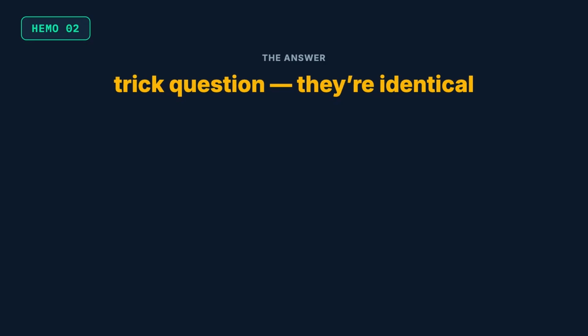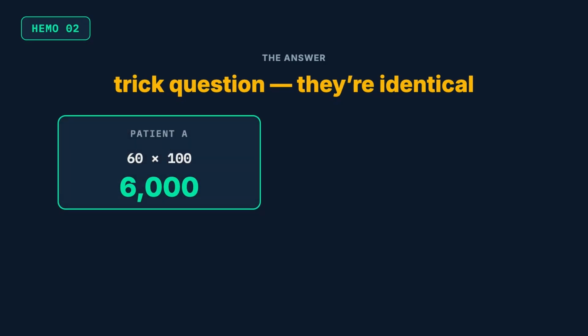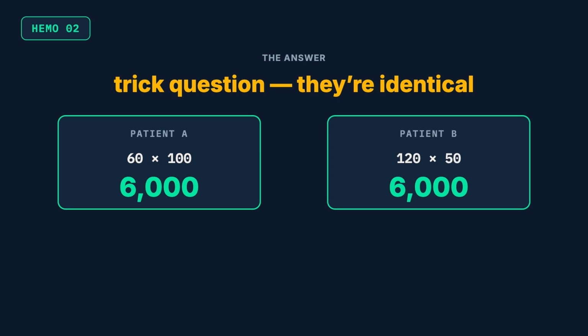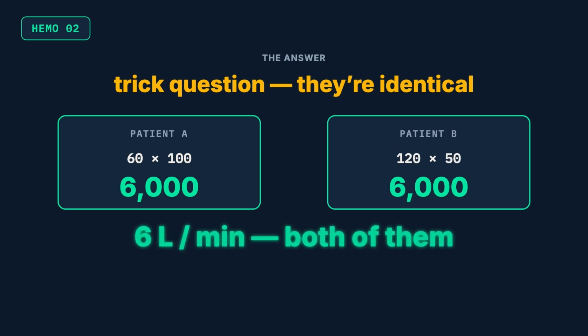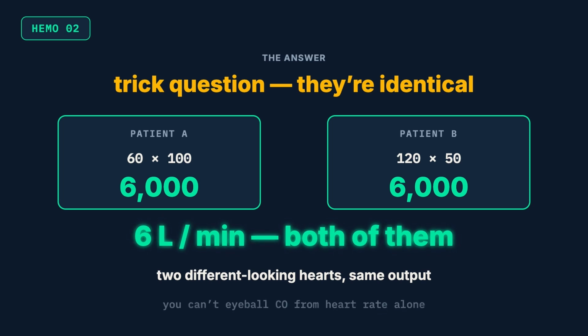Trick question. They're identical. 60 times 100 is 6,000. 120 times 50 is also 6,000. 6 liters a minute, both of them. Two completely different looking hearts producing the exact same output. That's why you can't eyeball cardiac output from a heart rate alone. It's a product of two numbers, not one.